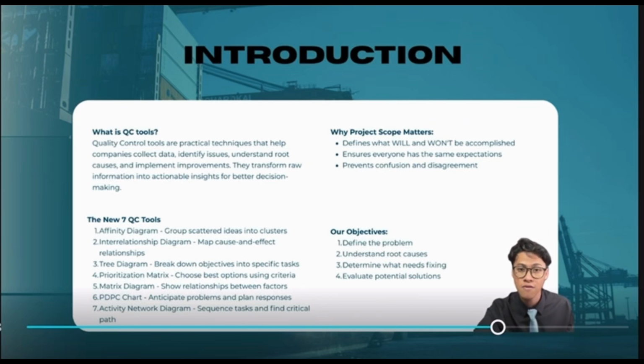So for our objectives in this project, we have 4 clear objectives. 1, define the problem clearly. 2, understand the root causes behind the issue. 3, determine what specifically needs to be fixed. And 4, evaluate the potential solutions we develop. These objectives work like steps on a ladder. Each one builds on the previous and leads naturally to the next. With these tools and clear objectives in mind, we are ready to tackle quality improvement systematically and effectively.